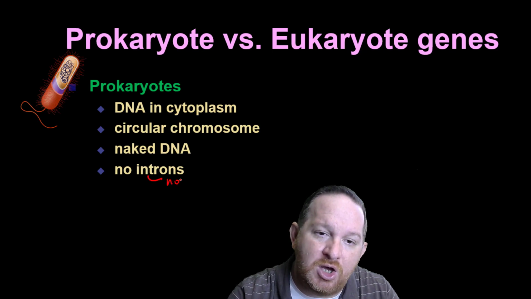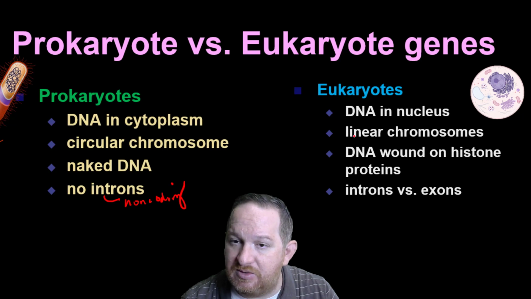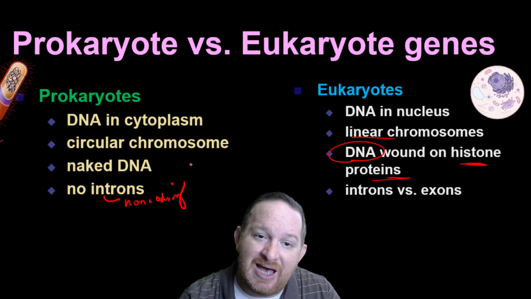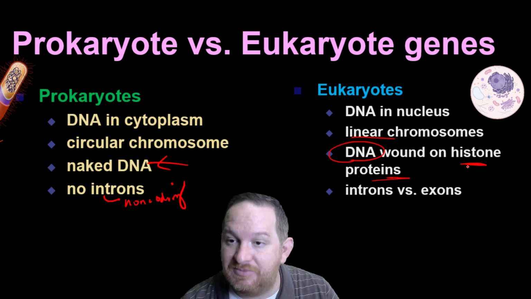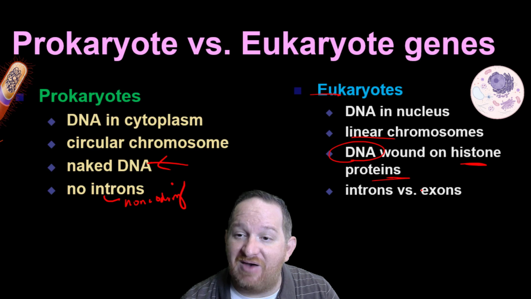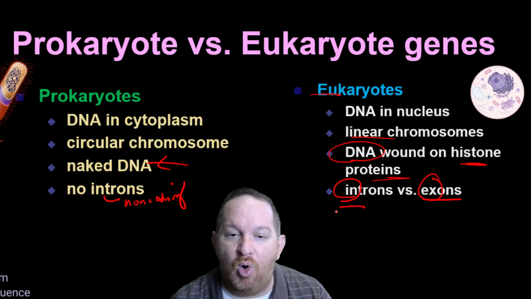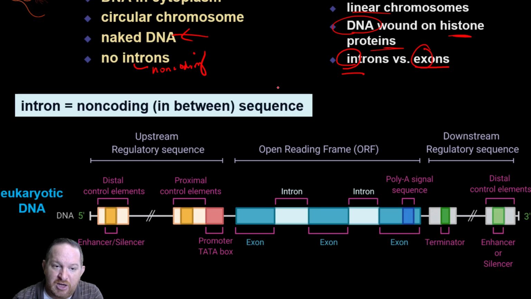Introns are non-coding sequences. So over in eukaryotes, there's DNA in the nucleus, right? It's nice and protected. Our chromosomes are linear, and the DNA is wound around these histone proteins, as opposed to over there in prokaryotes, where it was sort of out in the open, not wound around these histone proteins. And in eukaryotes, we have expressed genes, or exons, and we have in-between genes, or introns, that don't code for anything. So here is a typical strand of eukaryotic DNA, right? And what you'll notice is that there's some stuff at the beginning, right? Here's an enhancer and a silencer.